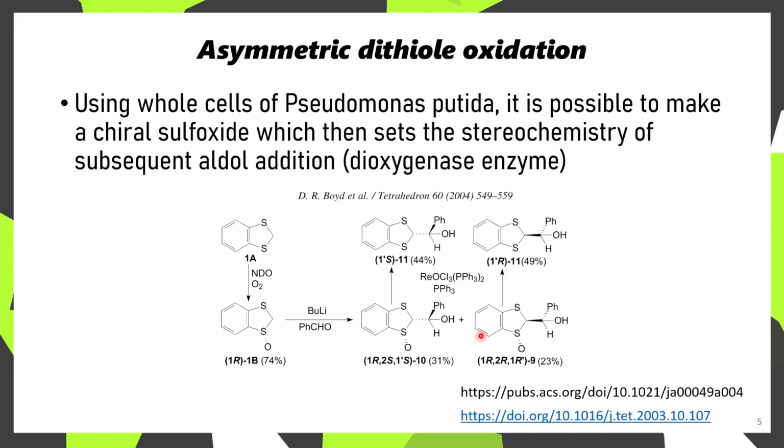It's then possible to separate these diastereomers and then selectively reduce the sulfoxide back to the benzene dithiole using this rhenium oxide trichloride bis-triphenylphosphine complex as a catalyst, with triphenylphosphine as the reducing agent. I don't think that this chemistry is optimized as it's quite old. However, this may still be useful for you if you're trying to get specific stereoselective products.